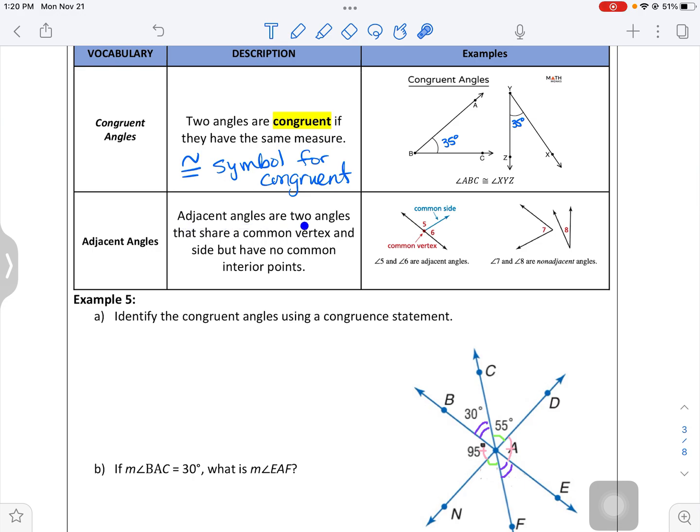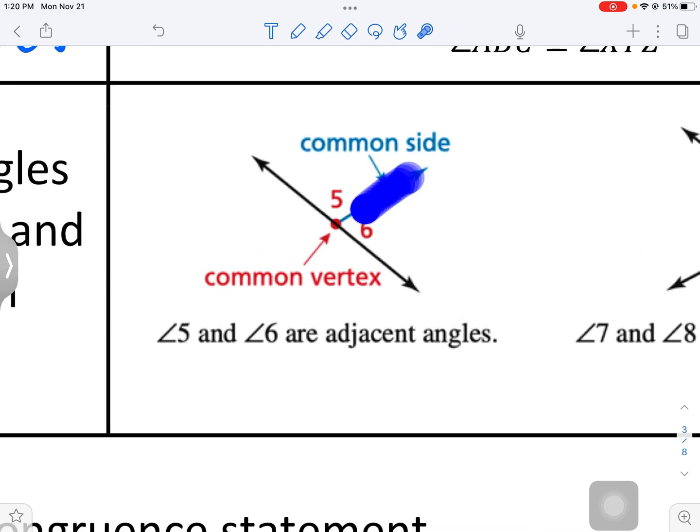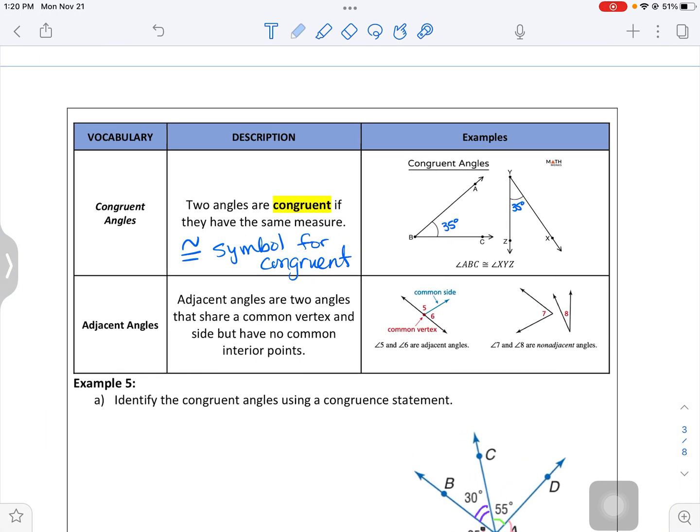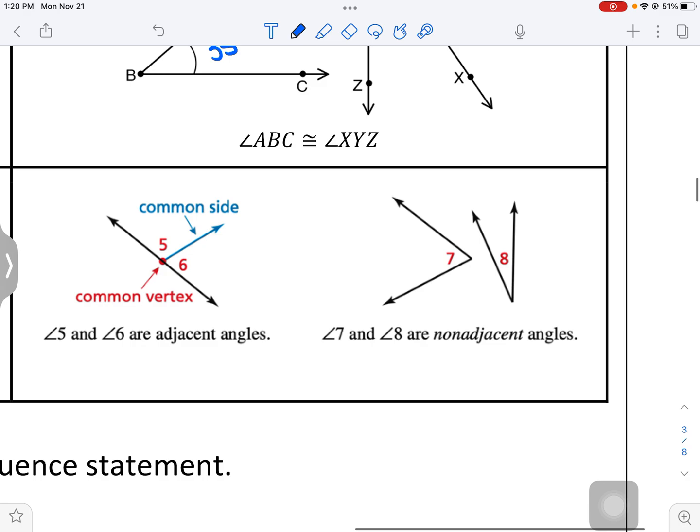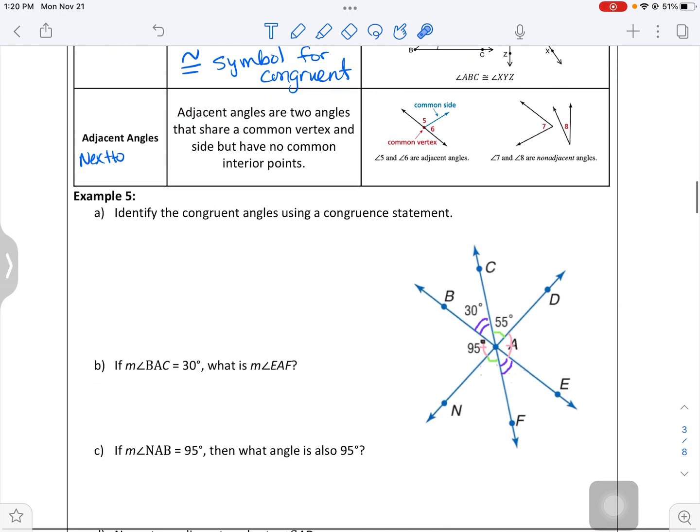Adjacent angles. Adjacent angles are two angles that share a common vertex and side but have no interior points. So here's my common vertex, here's the common side. These two angles are adjacent, meaning next to each other. Okay? So 5 and 6 are adjacent because they're right next to each other. They share a side, a ray, a line, whatever you have, you share it. These two are not adjacent. We call them non-adjacent because they're not even touching. They don't share one side, so they're not adjacent.